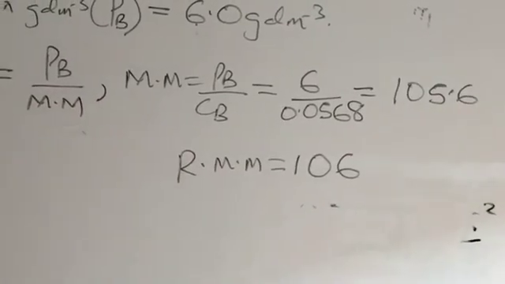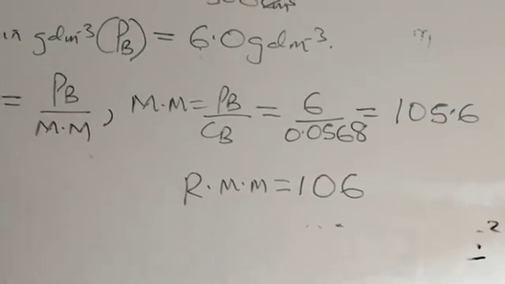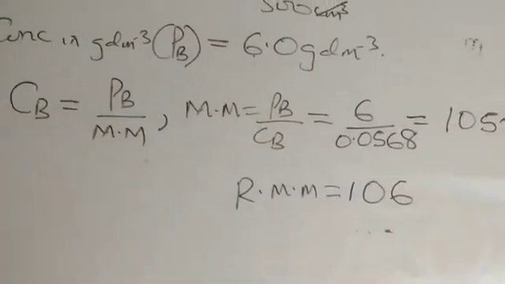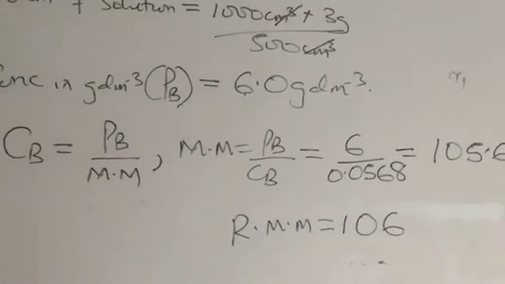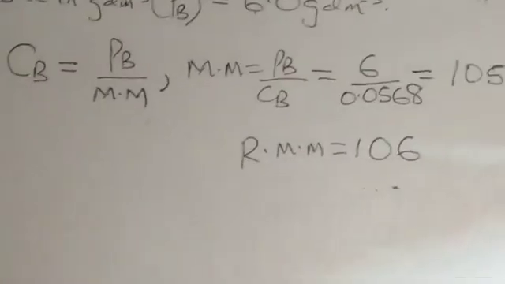If it were molar mass, it would have been gram per mole. But for relative molecular mass, you don't give any unit to it. So 106 is the relative molecular mass of B, that is sodium carbonate.